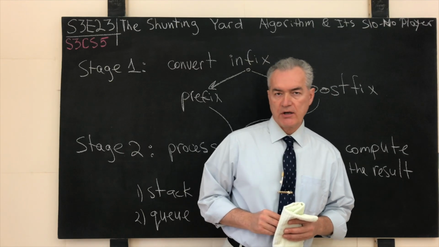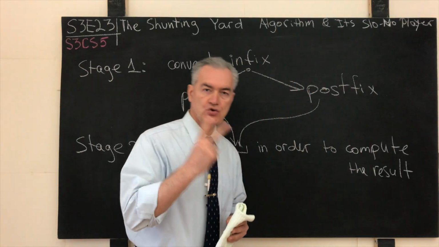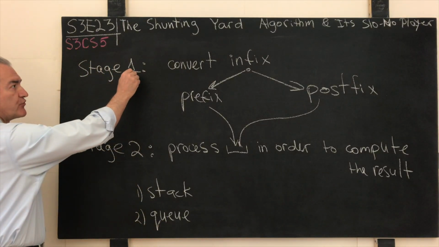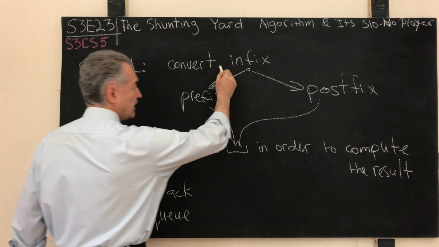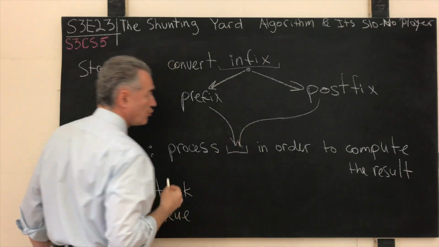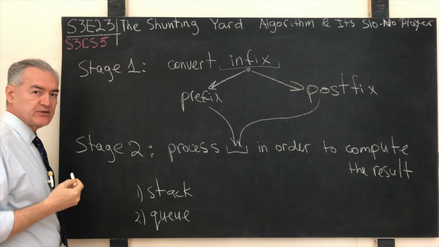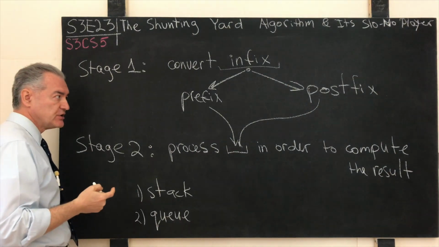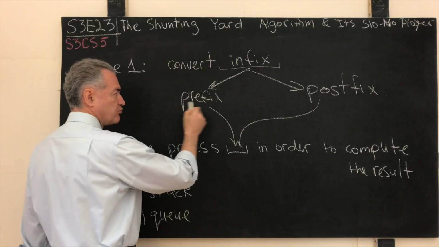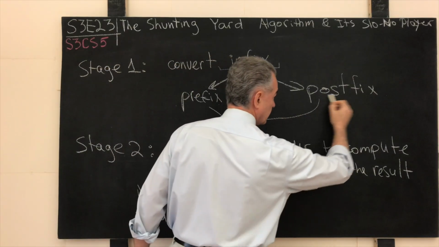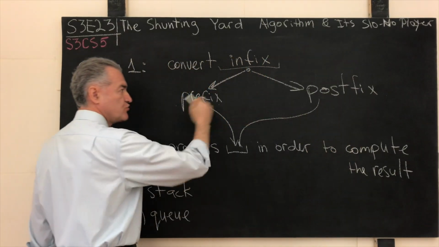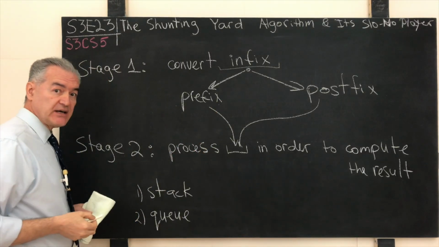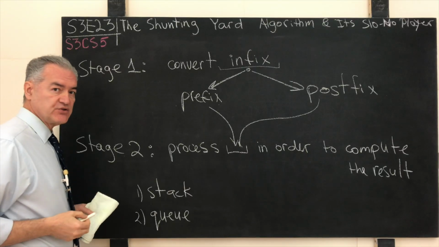In general, the Shunting Yard algorithm operates in 2 distinct stages. In stage number 1, the input infix expression, or the input material that is supplied in the infix form, is converted into either a prefix form or a postfix form. Which form you choose depends on you as a programmer. You decide. Basically, it could be your arbitrary decision.